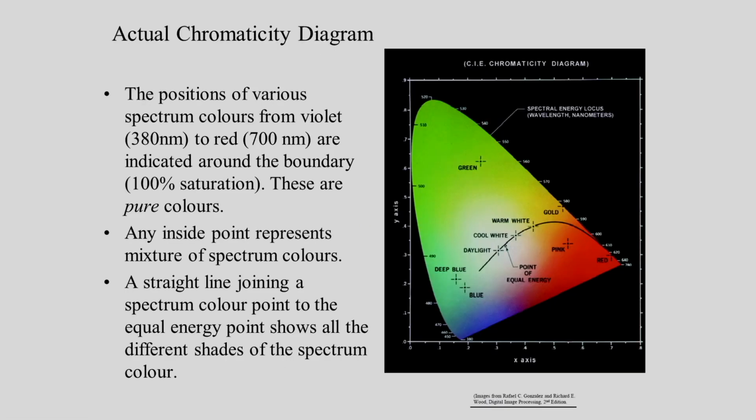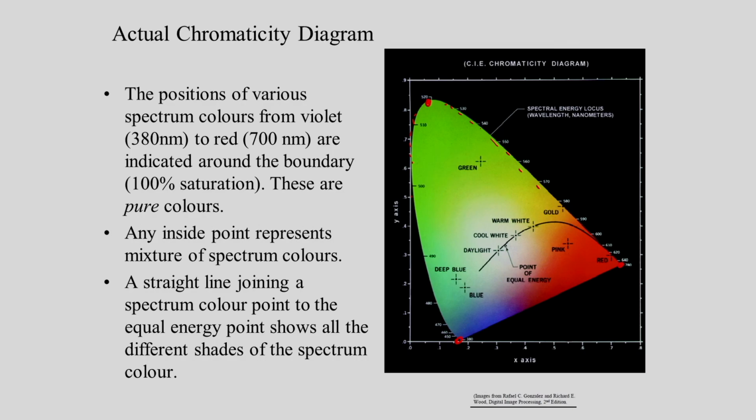In this case, this is the actual chromaticity diagram you can see here. This is the blue point, another point is the red point, and this point is the green point. You can see the violet corresponds to 380 nanometers, and red is 700 nanometers. If you see the boundary of this chromaticity diagram, these boundary colors are pure colors. Pure means the saturation is 1. Saturation is defined as the purity of the color.